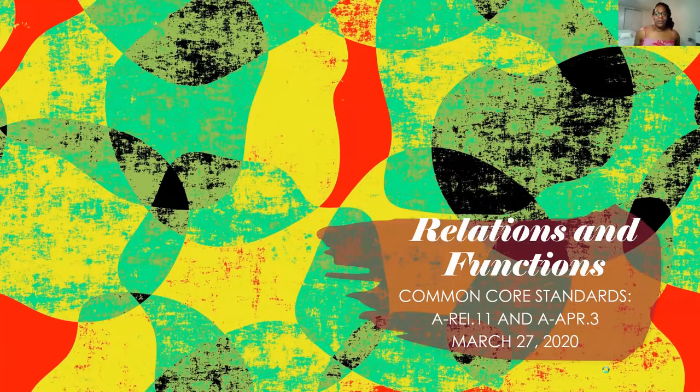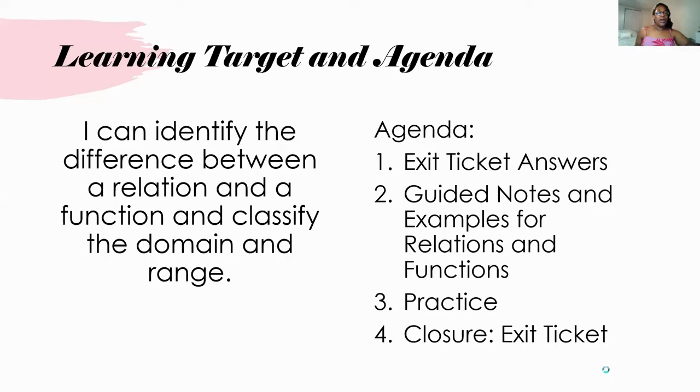So we're looking at the Common Core Standards of AREI 11, ooh, we're getting fancy, and APR 3. So we're still looking at the algebra components, but we're looking at how relations and functions work in the mathematics world. So our learning target: I can identify the difference between a relation and a function and classify the domain and range. So we're looking at some different terminology. We've got to figure out what a relation is, what a function is, domain and range.